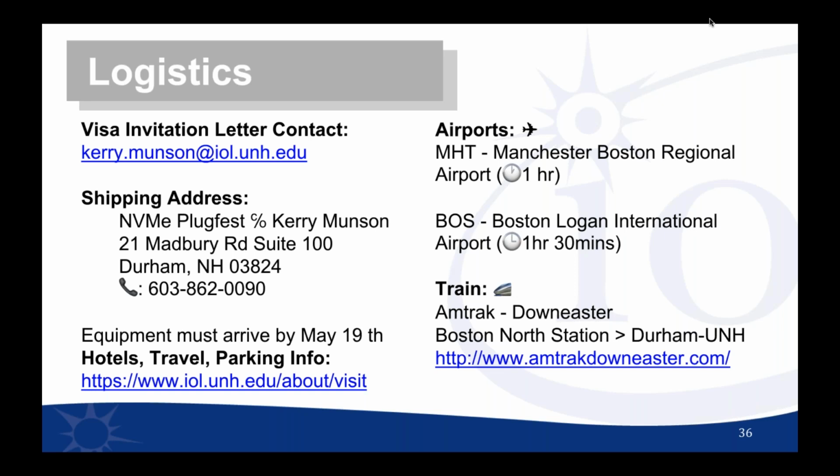We've got travel info on our website, the link for our visitors about where you can stay. And as far as getting to New Hampshire and getting to our facility, there's the Manchester Airport, about an hour from us, Boston Airport, about an hour and a half, and also train. If you don't want to drive up to Durham, there actually is train service from downtown Boston right into Durham, so you're welcome to take the train as well. And certainly if you have questions about details in any of these, feel free to contact us. We can provide any other information.